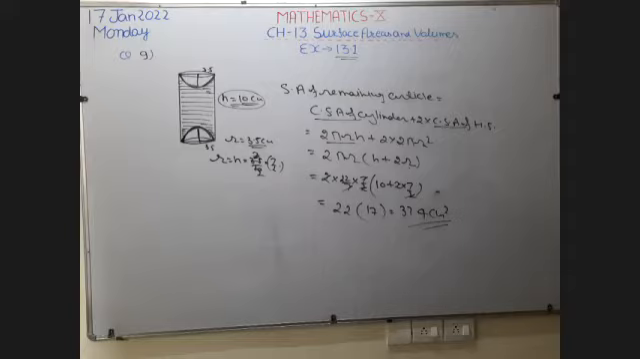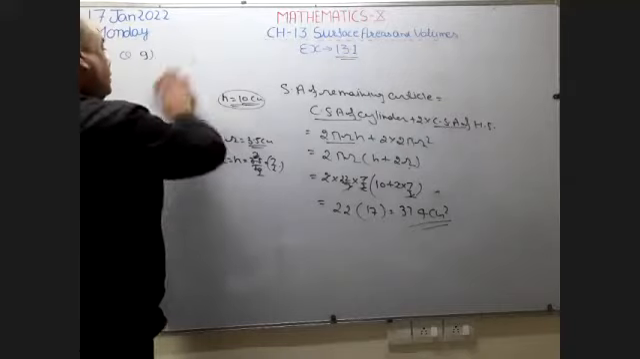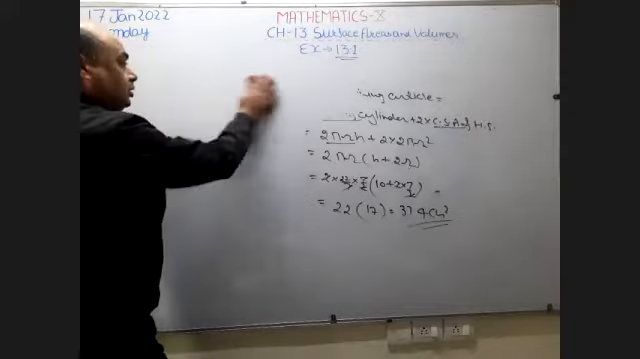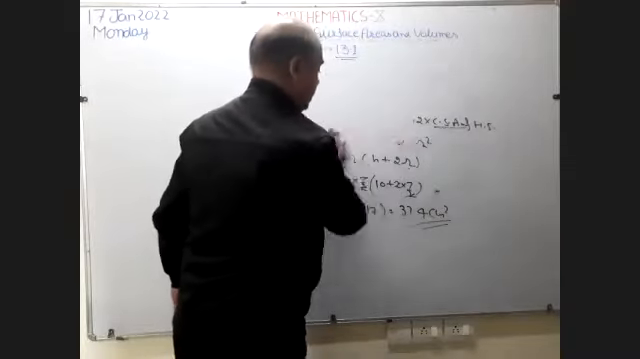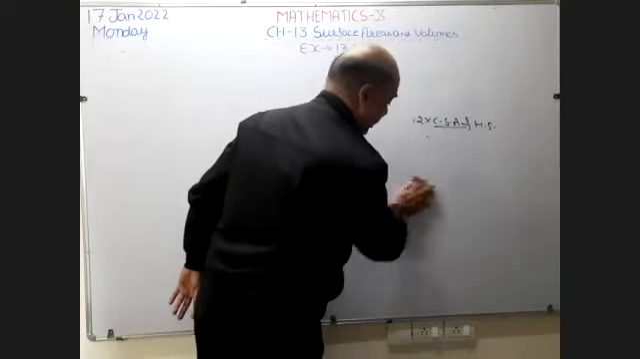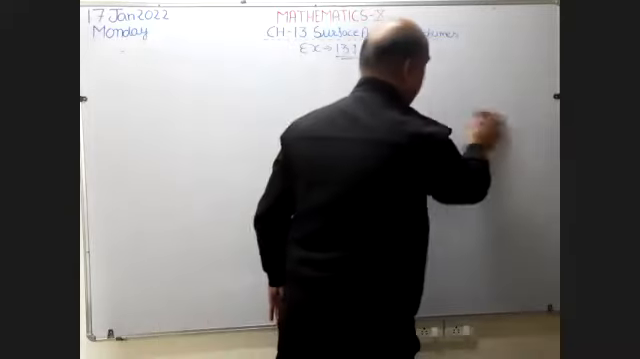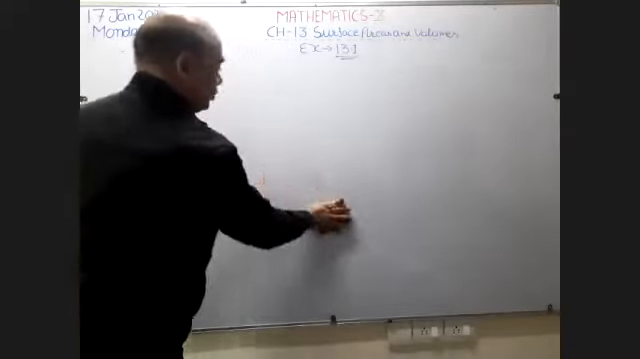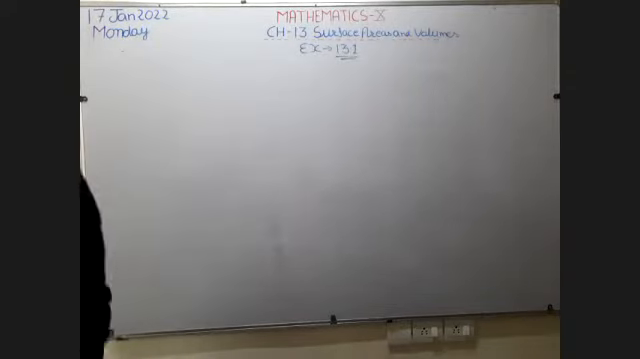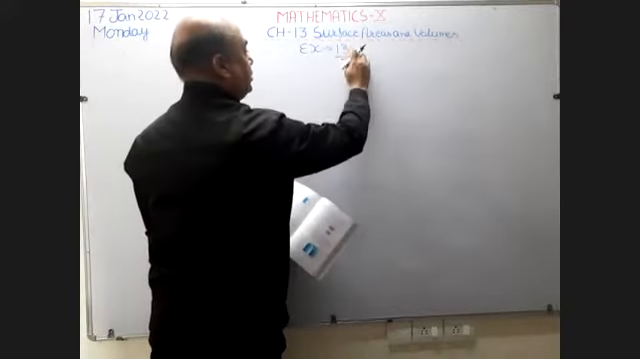Now check next exercise, exercise 13.2. Read first question. What is given in first question? In this exercise, we are going to find the volume of the solid. In the first exercise, what did we find? Surface area of the solid. In this exercise, we are going to find the volume of the solid. So this is going to be exercise 13.2.